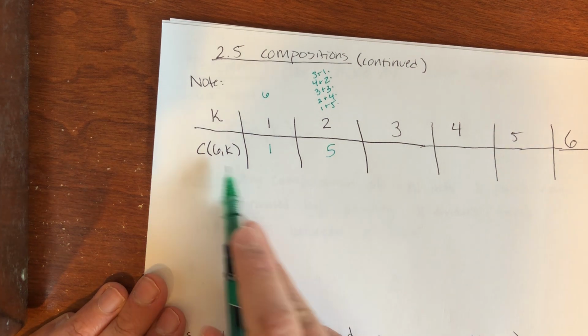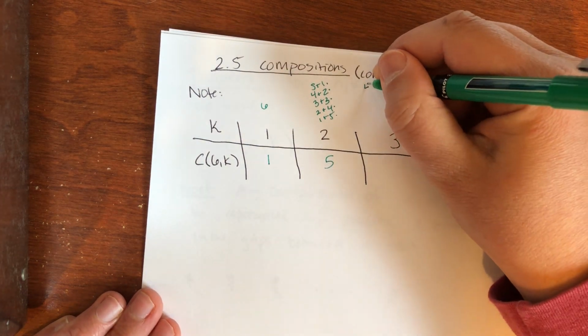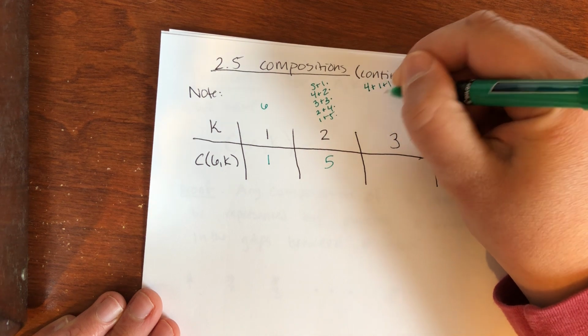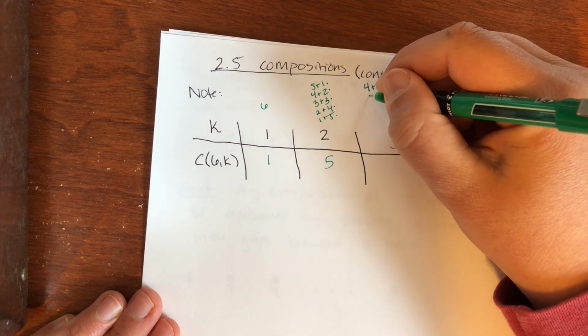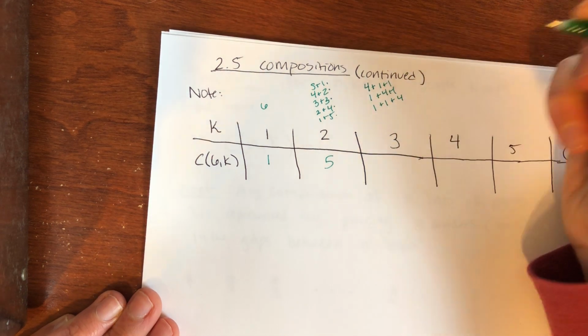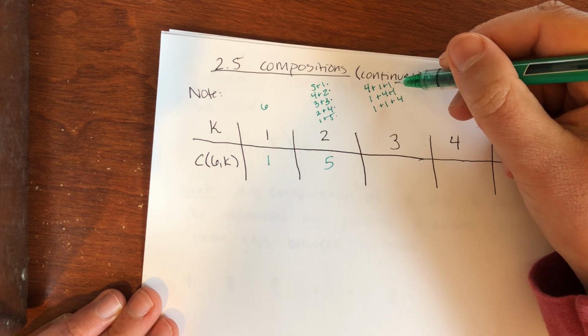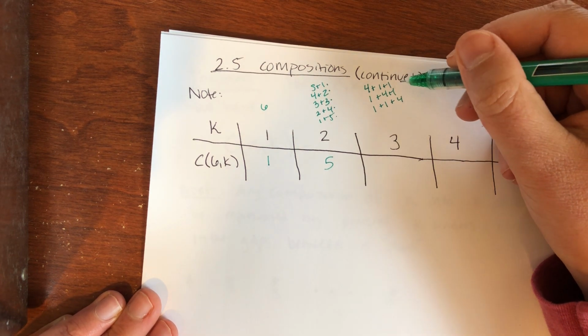What about the compositions of 6 into 3 parts? This gets even more complicated. We could list them all. It would be 4 plus 1 plus 1, or I'm going to just do 1 plus 4 plus 1, or 1 plus 1 plus 4. Just to get those 3 different, it's sort of the same numbers but in a different order.